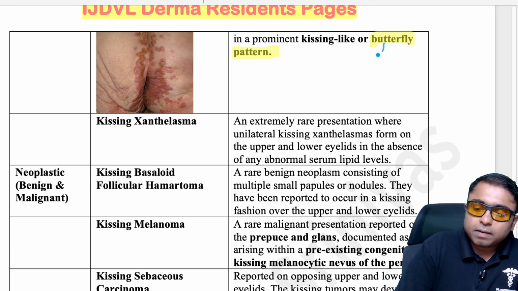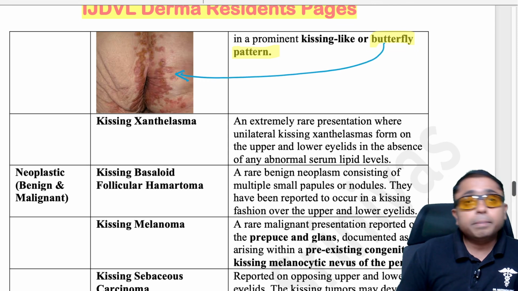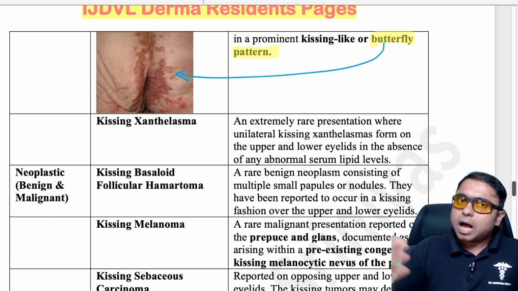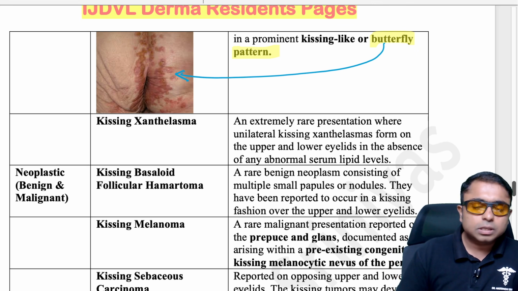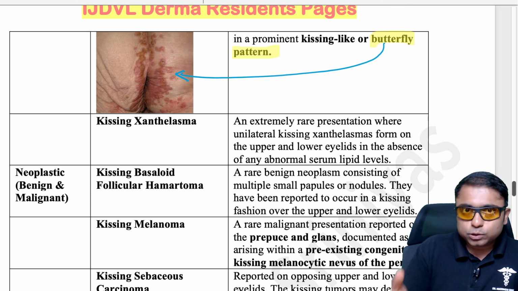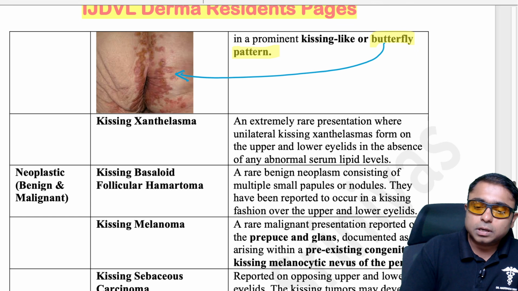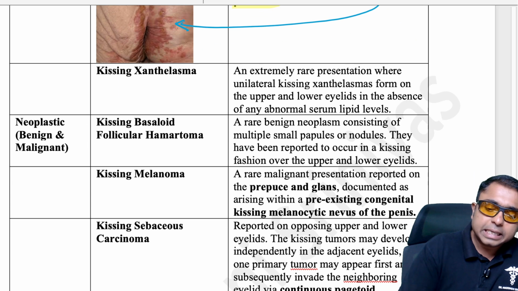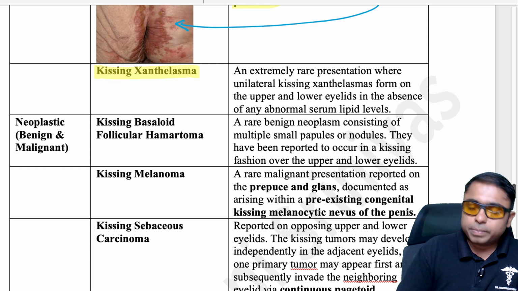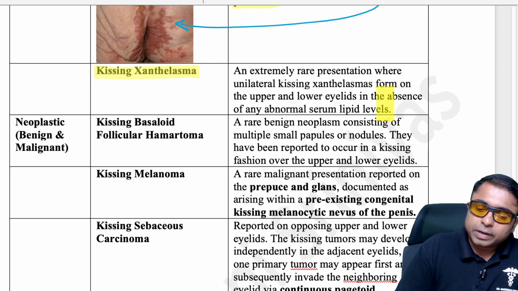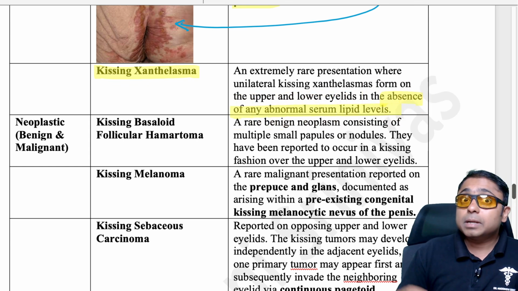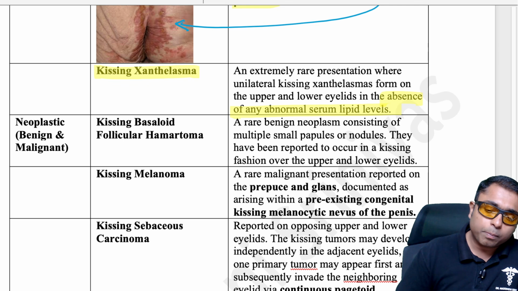So remember, the butterfly pattern may be seen in other skin disorders apart from systemic lupus erythematosus, and also apart from the malar area. As you can see here in porokeratosis, the patient has this butterfly pattern. Next is kissing xanthelasma. Here the involvement can occur even in the absence of abnormal serum lipid levels. So that is one important point which you can remember.